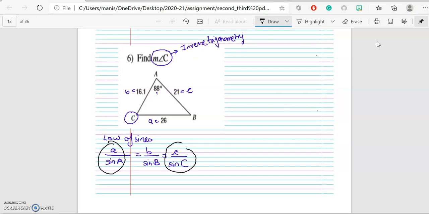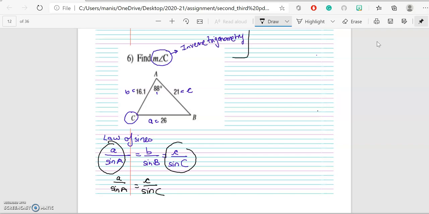If you want to check, is the question giving me lowercase b? Yes. But is the question giving me uppercase B? No. So I cannot take this ratio. So my proportion looks like this: a over sine of A is equal to lowercase c over sine of C.